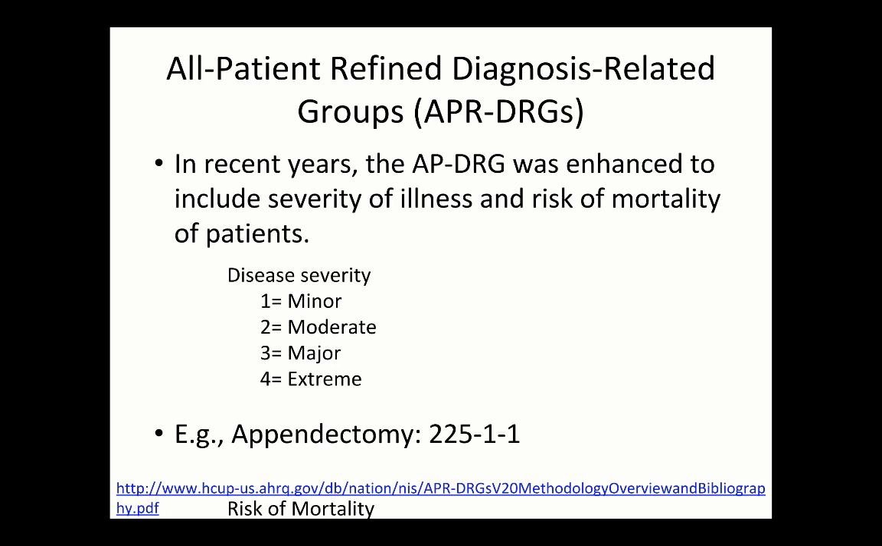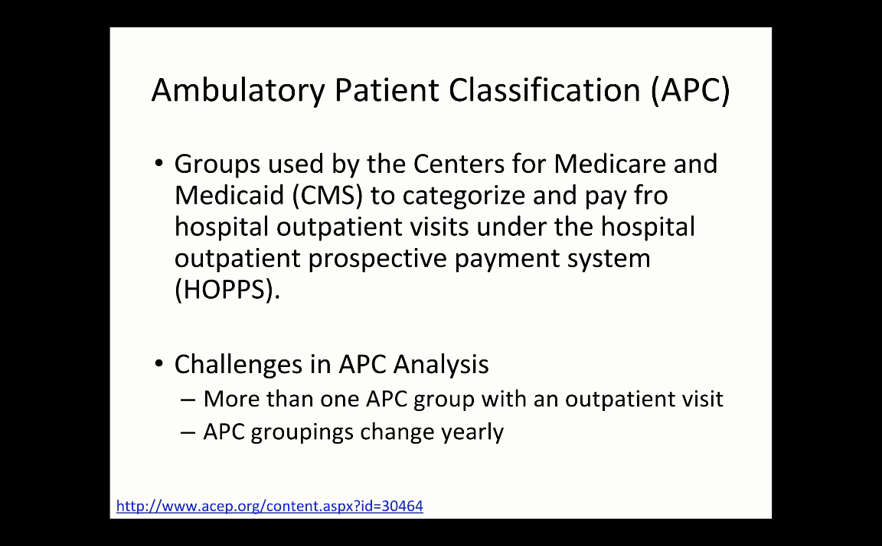225-1-1. Lastly, each APR-DRG has a relative weight assigned that reflects the severity of illness and risk of mortality for patients assigned to that category. These relative weights do not have a relationship to the relative weights assigned to an MS-DRG. However, a case mix index can be calculated for an APR-DRG using the same method for the MS-DRG.